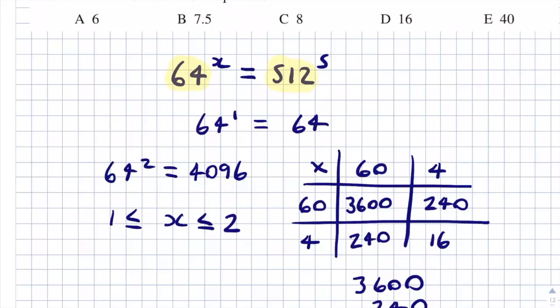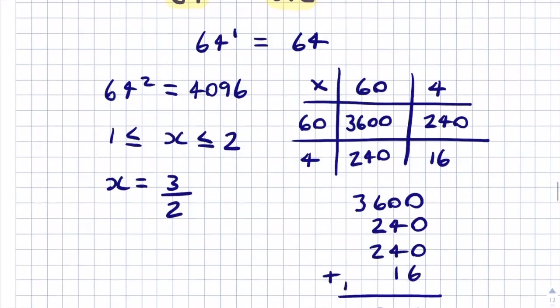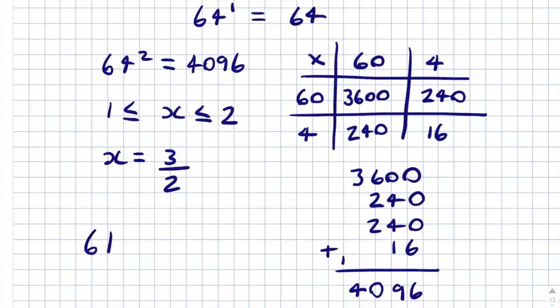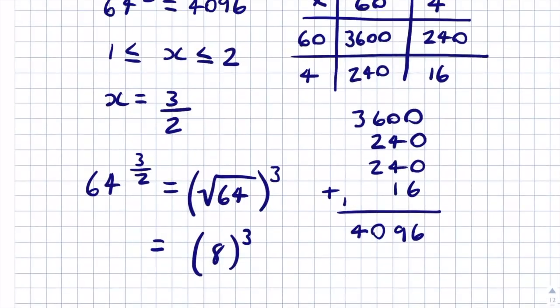So I'm going to start with taking the average of 1 and 2, which is 3 over 2. So if I say that x is equal to 3 over 2, that's exactly halfway between 1 and 2. And let's see what happens when I do 64 to the power 3 over 2. Well, to get that, what I need to do is this is the same as saying the square root of 64 cubed. Well, the square root of 64 is 8, and 8 cubed is 8 times 8, which is 64, and then 64 times 8.